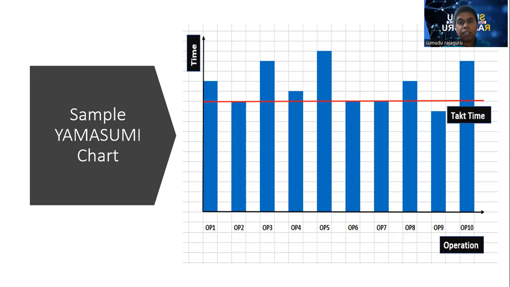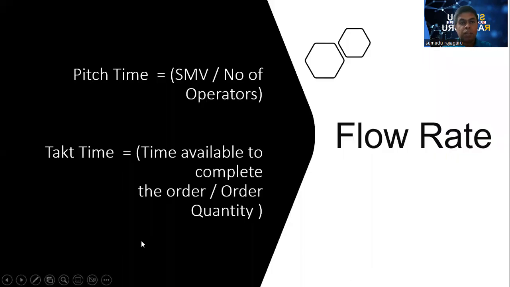So line balancing means, if we want to achieve the required target, all the operation times have to be equal to the takt time or pitch time. Practically, we can't equate 100%, but at least more than 85% has to be equal to the takt time. That is the actual task of the industrial engineers on the operation floor.